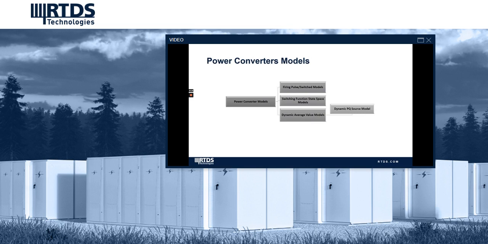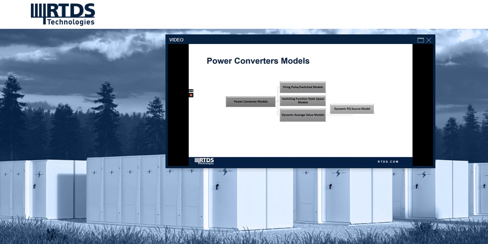Dynamic average models have several limitations as they do not represent the high switching frequency transients, converter losses and harmonics. They neglect the neutral point dynamics for multi-level converter topologies, their switching functions, and block and deblock operating states of power converters. These models are more suitable for dynamic simulations of large grid networks integrated with a large number of multiple renewables and distributed resources.